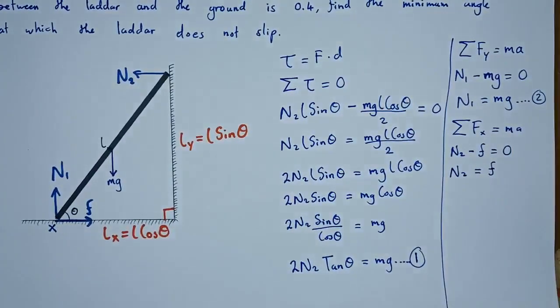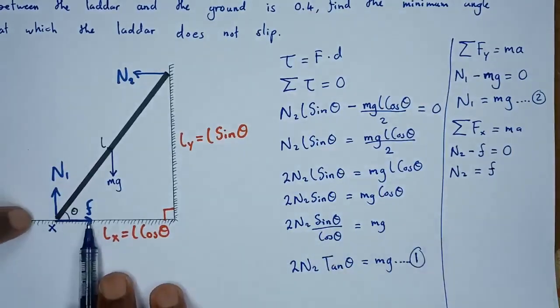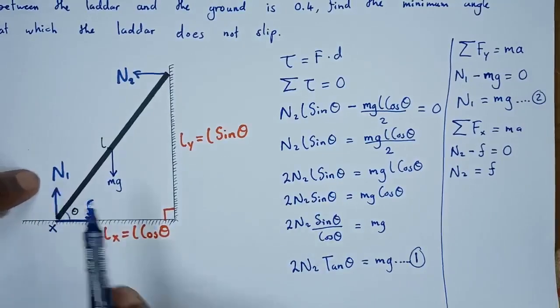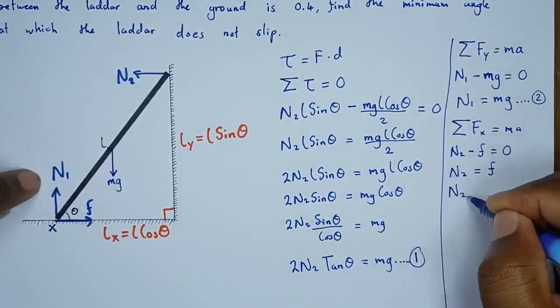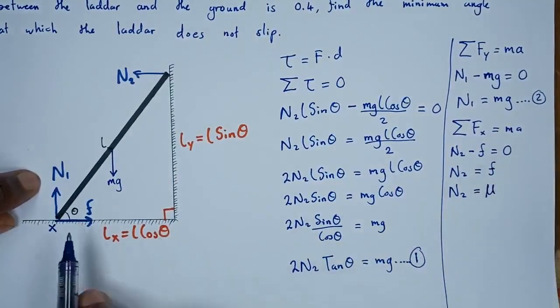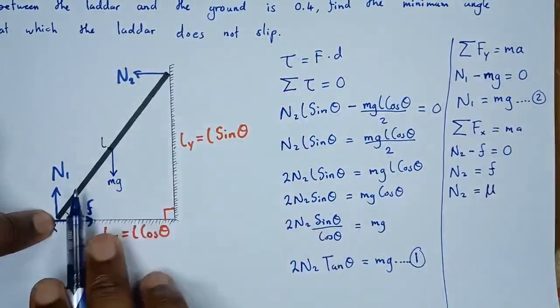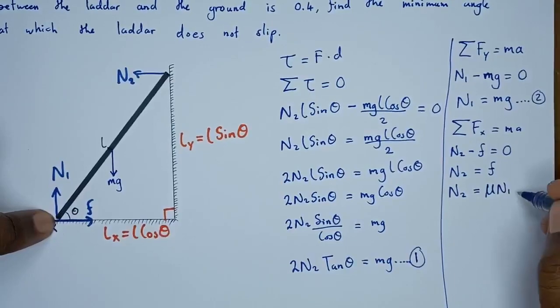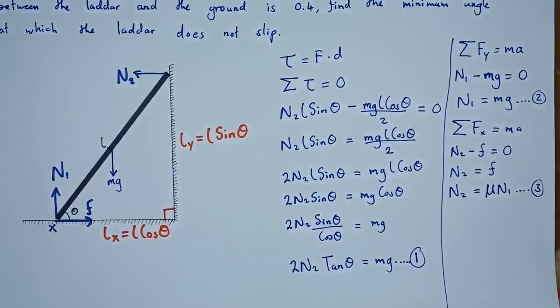But remember, friction force is given by the formula mu times normal. So the friction force is at this point where the normal force is N1. So normal force 2 is equal to the friction force, which is mu, the coefficient of static friction, times the normal force at this point. Not that normal force, because there it's a smooth surface, but at this point, which is N1. So this is our equation number 3. Okay. So we have these 3 equations. Let's see how we can combine them to get our desired result.